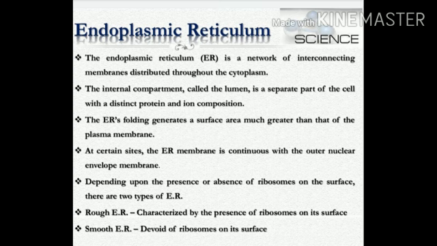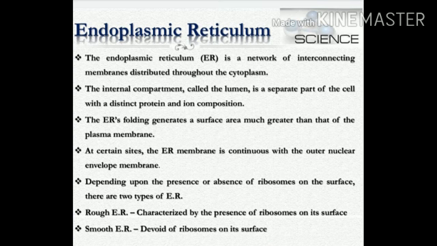Okay, now depending on the presence and absence of ribosomes on the surface, there are mainly two types of ER: rough endoplasmic reticulum and smooth endoplasmic reticulum. Rough when it has the ribosomes, smooth when it doesn't contain the ribosomes.